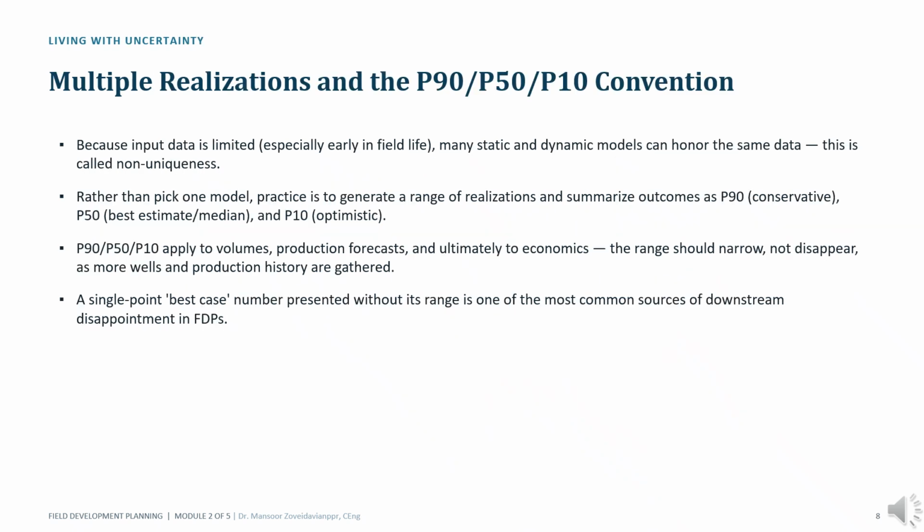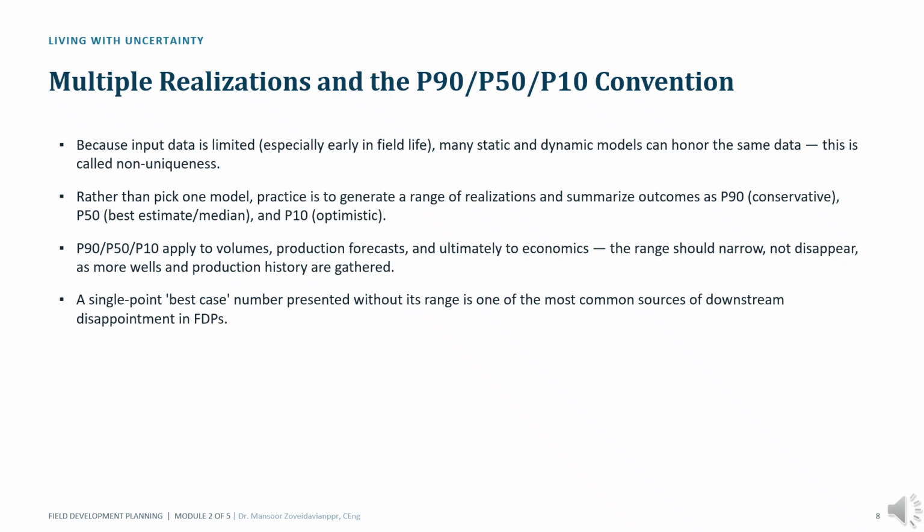The concept of uncertainty introduced in Module 1 becomes much more concrete here. Because subsurface data is limited, multiple geological and simulation models can often satisfy the available data. Rather than selecting a single best model, industry practice is to generate multiple realizations and evaluate the full range of possible outcomes. These results are commonly expressed using the P90, P50, and P10 convention. P90 represents a conservative outcome. P50 represents the median or best estimate. P10 represents an optimistic outcome. Importantly, this approach applies not only to volumes but also to production forecasts and economics.